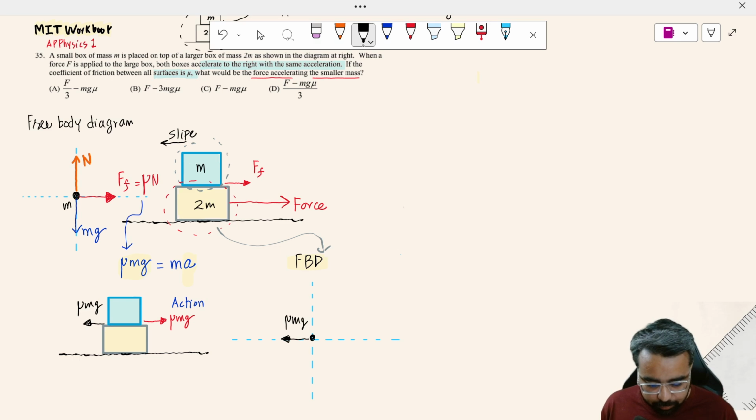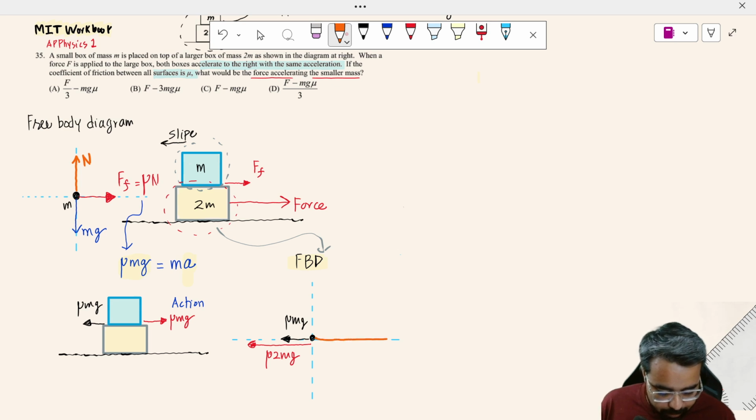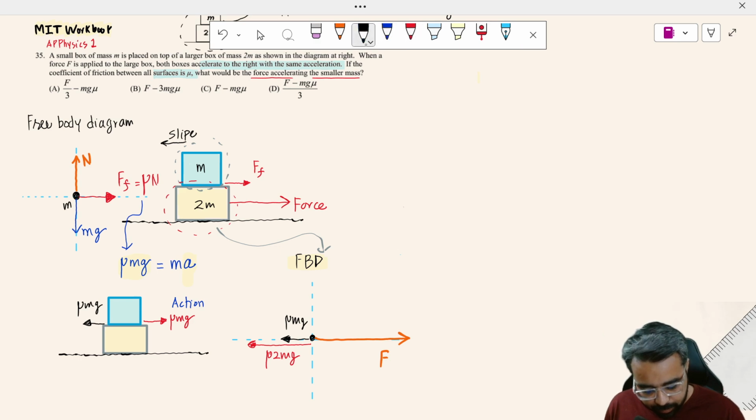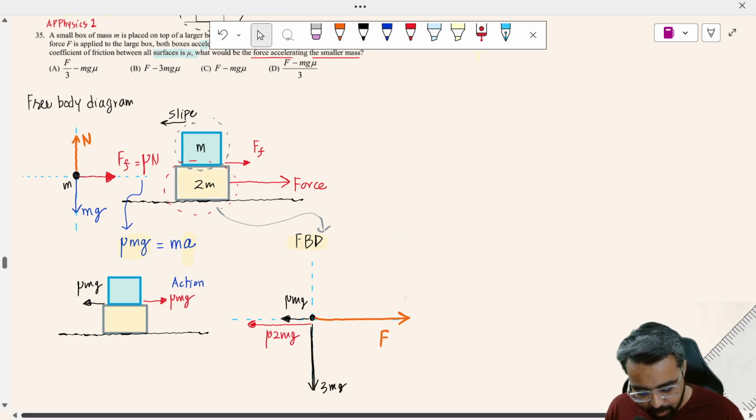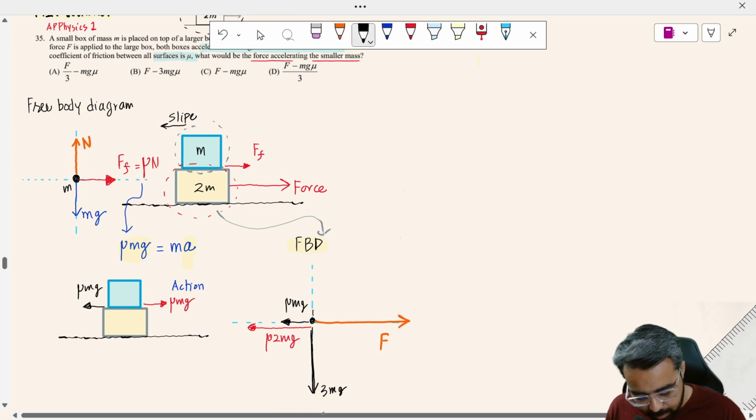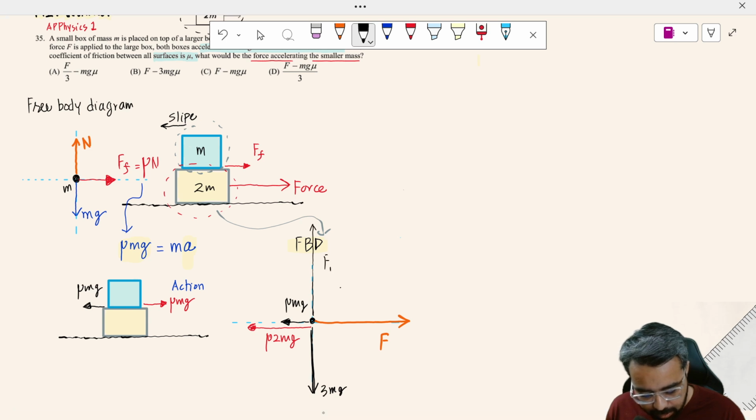And which one is another force? Don't you think the ground is also applying a force on the block? So that is mu 2 mg, whereas the applied force is F, and this must be 3 mg, the weight, the total force downward on this block, whereas you can see that this is a normal force, let's say Fn prime.